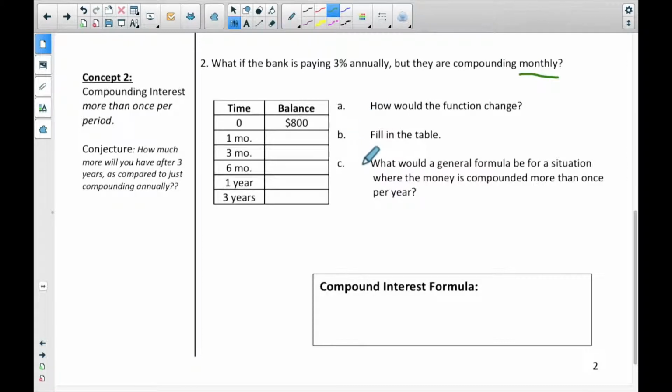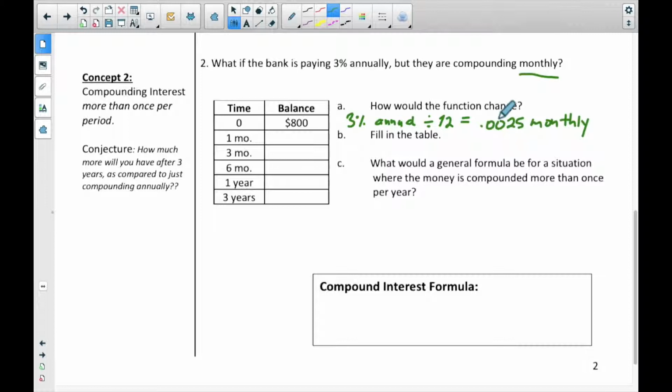What they're doing is they're taking that 3% annual number and dividing by 12. That comes out to be 0.0025 every month, or 0.25%. But we want to put it as a decimal so we can put it into our equation. So it's 0.0025 every month.